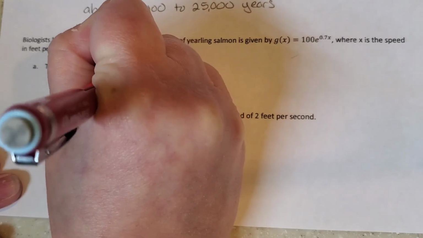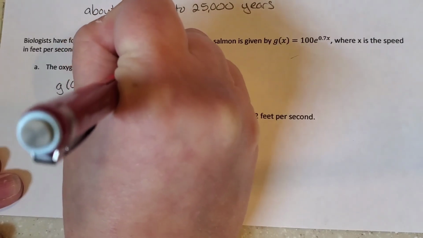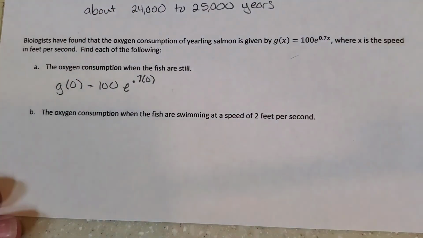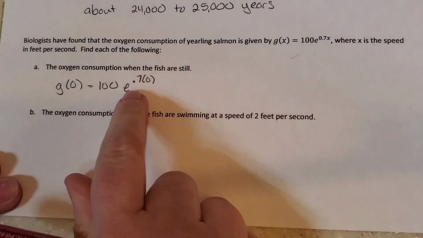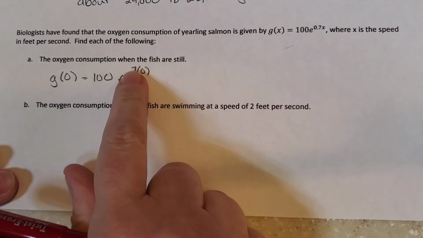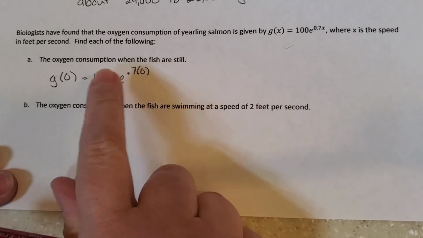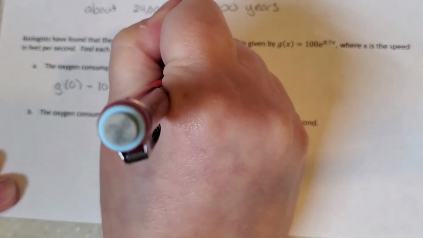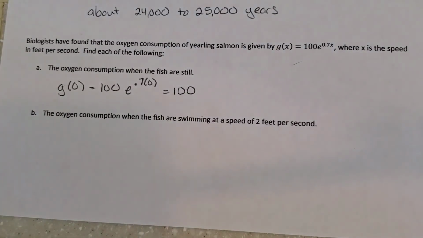So 100 times e raised to the 0.7 times 0. Again, you should have an e button on your calculator, but notice this is just e to the 0. Anything to the 0 power is 1, and 100 times 1 gives us 100. Now, I'm not sure what the units are here. I'm not sure what unit you use to measure oxygen consumption, and they didn't tell us, so we're just going to leave it at 100.